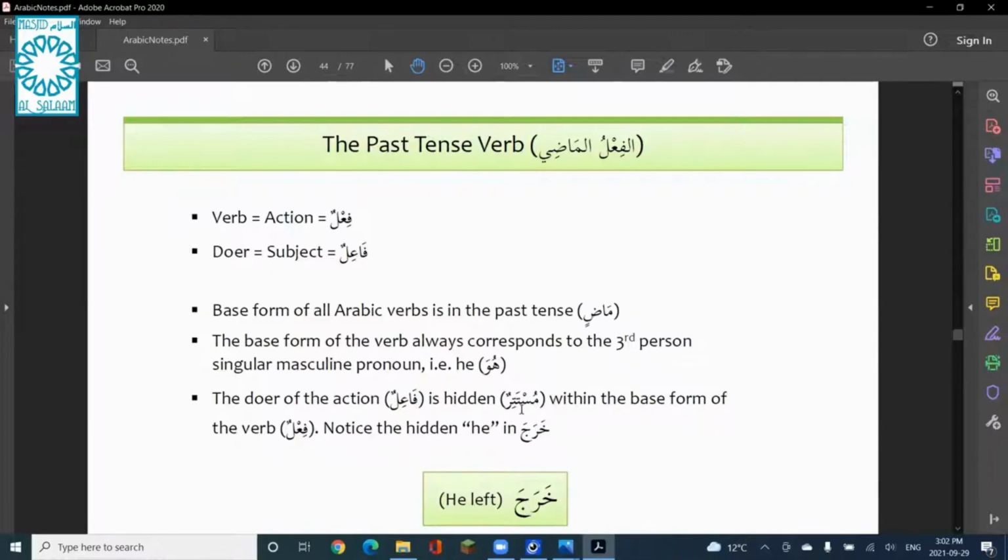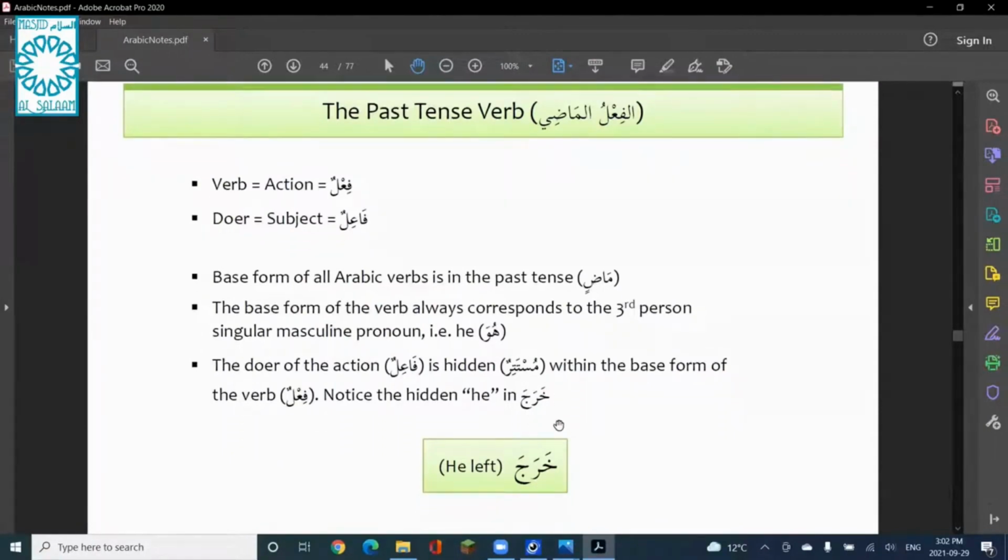Now the word mustatar is the Arabic word for hidden. If I say mustatar, in your mind that means I'm talking about something hidden. So a pronoun is hidden. The very first basic default form of the madi has the huwa in it.